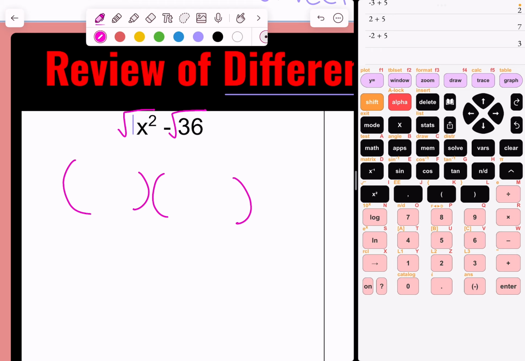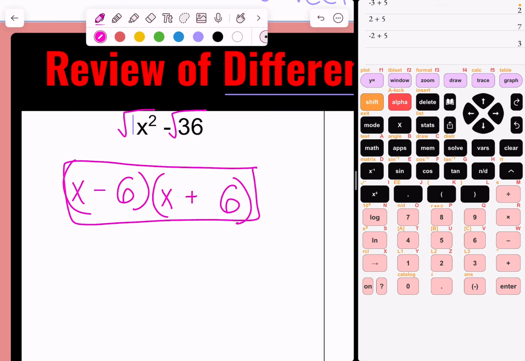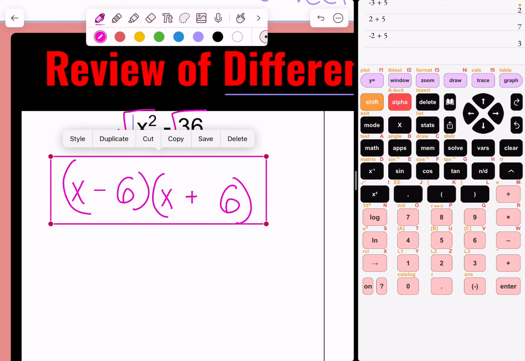The square root of x squared. Well, the square root of 1 is just 1. And the square root of x squared, you divide the exponent by 2. 2 divided by 2 is just 1, so we would just have 1x and 1x. Then the square root of 36 is 6 and 6. And now the only way to get to a negative 6 is by having a negative and having a positive. So that would be our final answer.